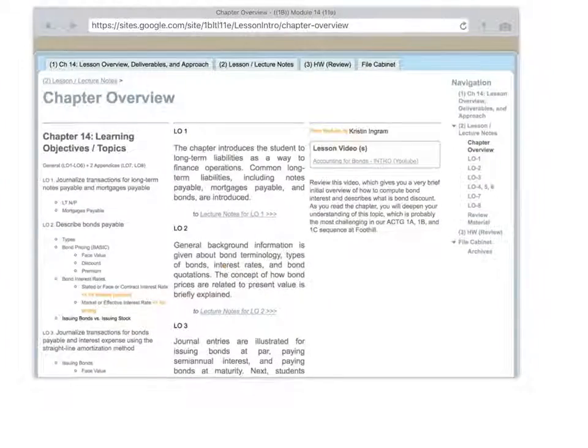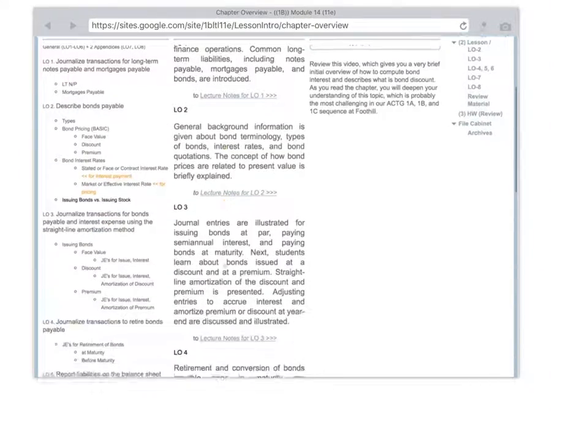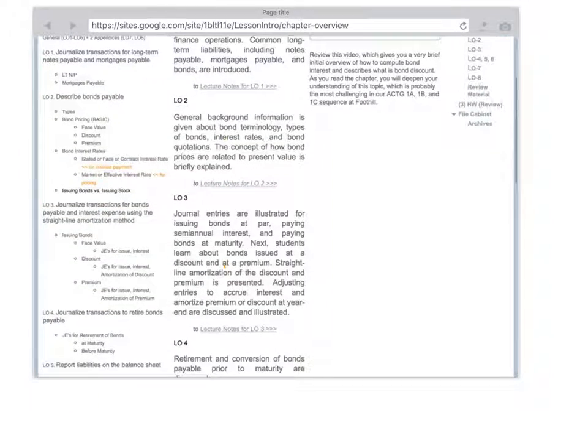And you will see that this other page, which is the overview page, has a more expanded, more detailed learning objective listing. And in the case of this video, I'm going to be focusing, again, on LO3, which is issuing bonds using the 3 cases that you're presented with in the textbook. And there are only 3 of them, obviously. And you're going to be issuing bonds at face value, at a discount, or at a premium.